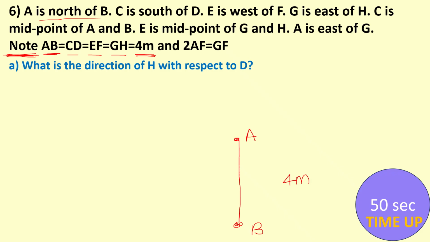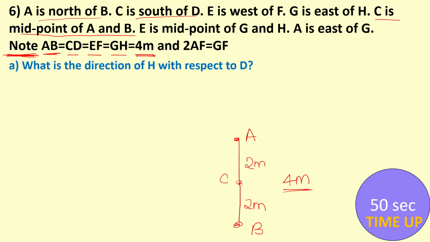Okay, next C is south of D, but we don't have any connecting points to draw C and D. Next, E is west of F. You can see the connecting point. Yes, here you can see C is the midpoint of A and B. Now A and B is here. C is the midpoint means it will be in between A and B, correct? So this is C. If A to B is 4 meter, then from A to C will be 2 meter, and from C to B you will have 2 meter.